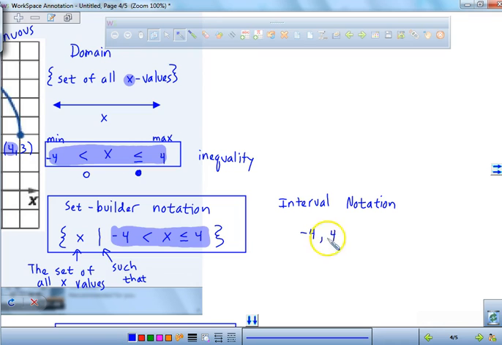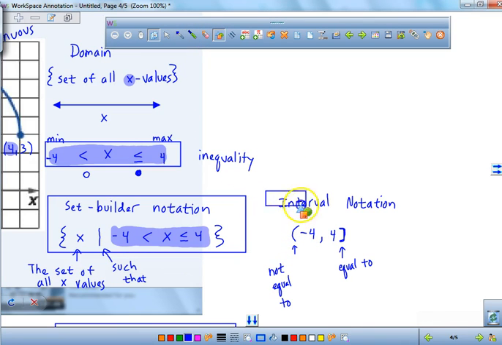But there's a couple of symbols you need to know. One of them is what's called a soft bracket, and one of them is a hard bracket. A hard bracket means equal to, like it's including the number. In an inequality, you have the less than or equal to symbol; in interval notation, you just put a hard bracket. Whereas a soft bracket means not equal to. Here we don't have the equal to symbol in the set builder notation, so in interval notation, you just put a soft bracket.